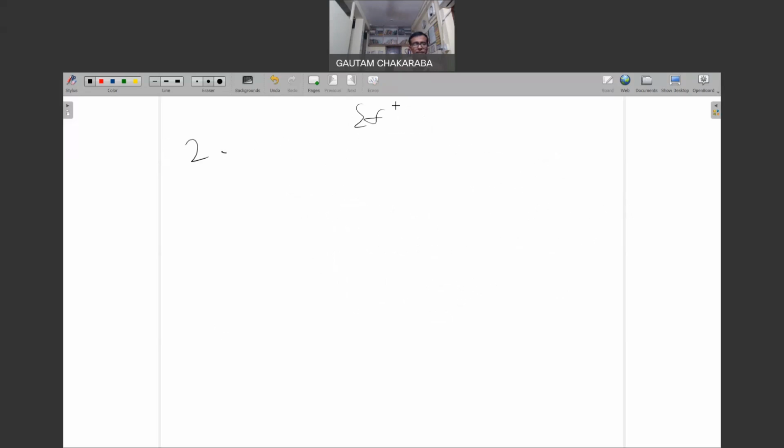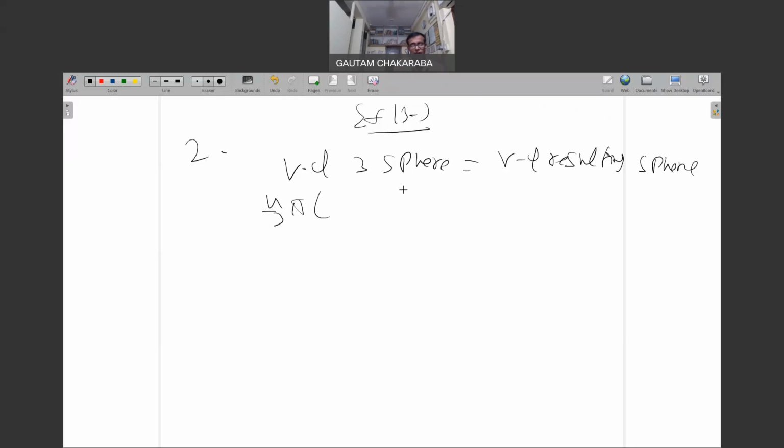Question 2, exercise 13.3. Metallic spheres of radius 6, 8 and 10 centimeter are melted to form a single solid sphere. Find the radius of the resulting sphere. So that means volume of 3 spheres is equal to volume of the resulting sphere. Volume of sphere is 4 by 3 pi r cube. I take common 4 by 3 pi, radius 6 cube, 8 cube plus 10 cube.